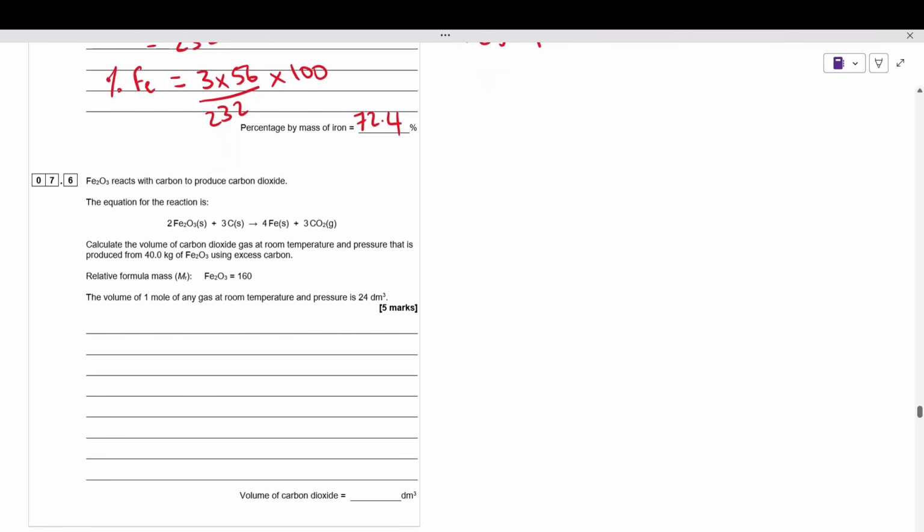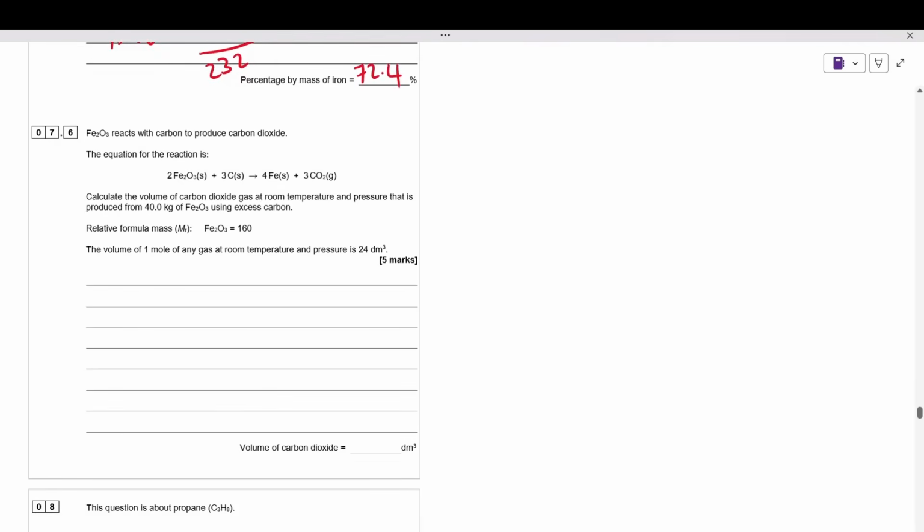Oh, this lovely 5 marker, not 6 marker, which is a calculation question as well. All right, so for this one, it's a reacting mass combined with volume question. So let's read through it.